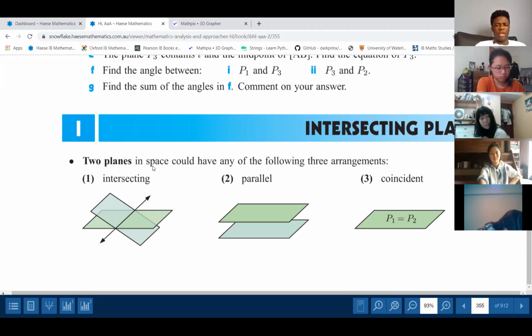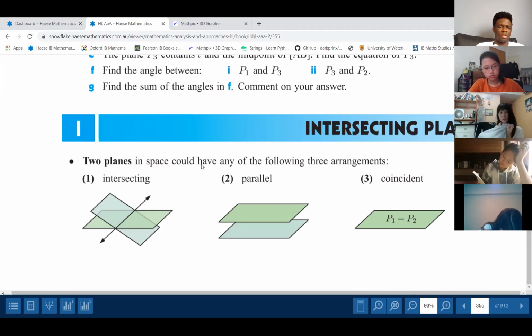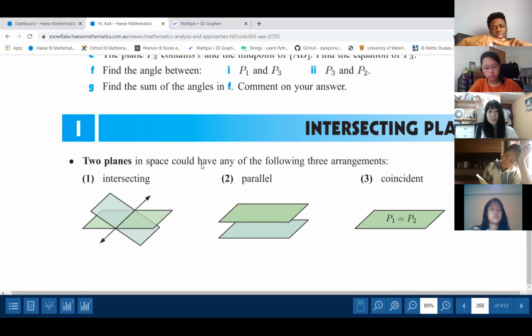Two planes in space could be any of the following 3 arrangements: intersecting, parallel, or coincident. Do you agree that this is like the classification of lines as well? Lines in a plane, lines in space. Let's say even in 2D, lines can intersect, they can be parallel, or they can be coincident.